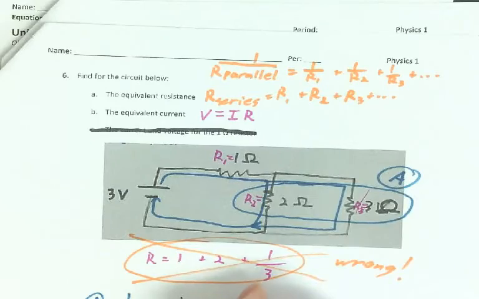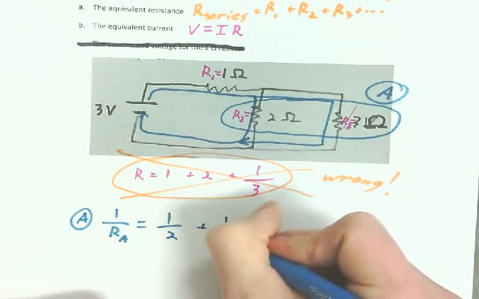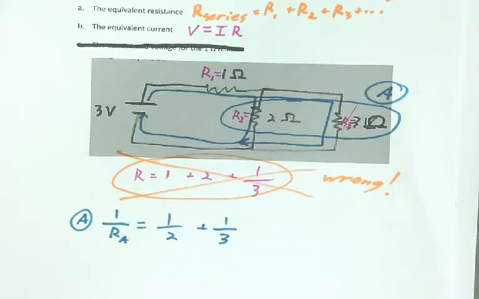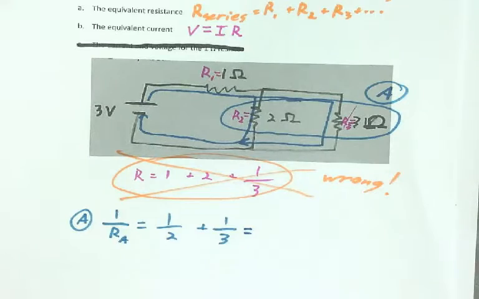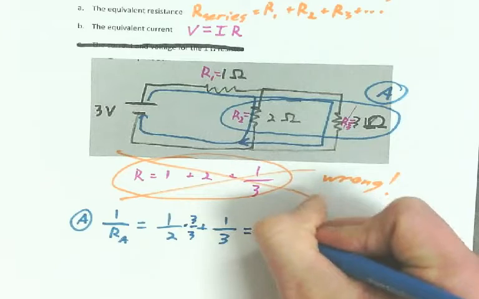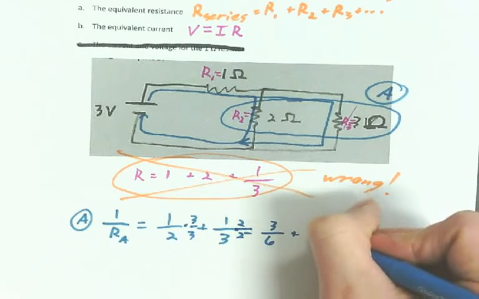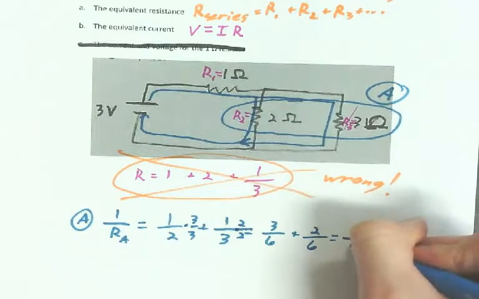Can you move it down? Yes, I can. Thanks. Plus 1 over R3. Again, I'm going to keep things in fractions. You can turn them into decimals if you want, but I'd suggest fractions. In order to get a common denominator, the common denominator is going to be 6. So multiply this by 3 over 3 gives me 3 over 6. Multiply this by 2 over 2 gives me 2 over 6. Add them up. That gives me 5 over 6.